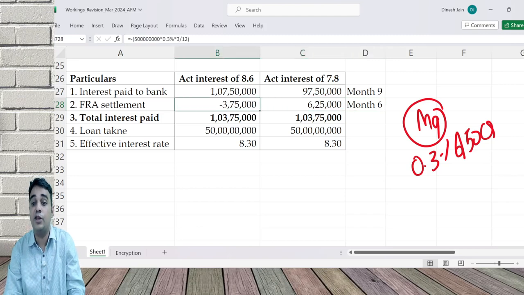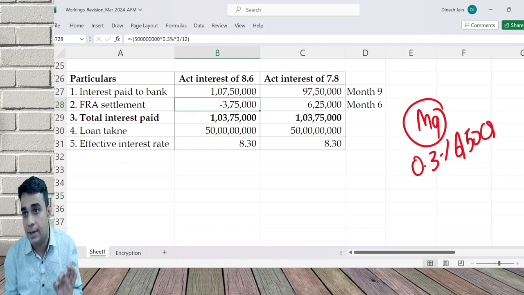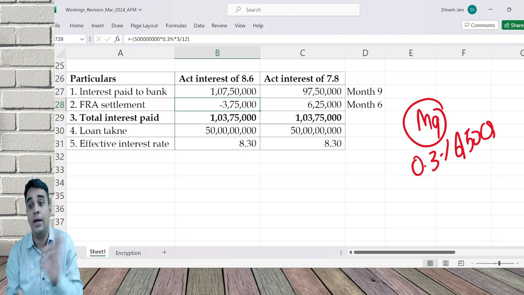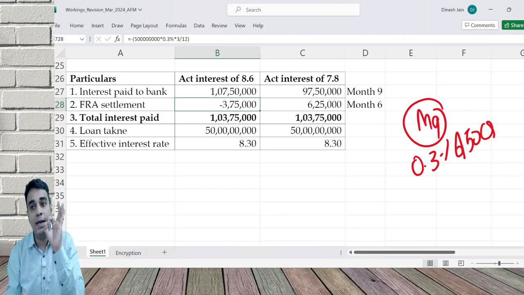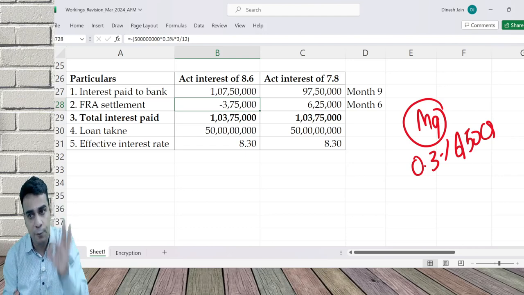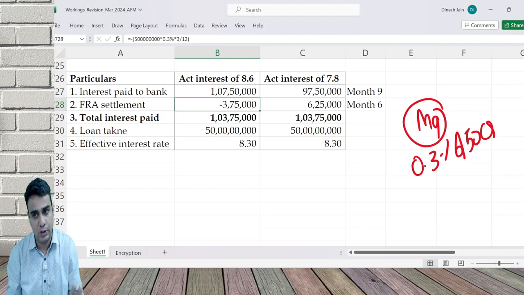So ideally without discounting, I should calculate my effective rate. But settlement will happen only with discounting. No settlement without discounting. Let's be very, very clear. Settlement will happen only with discounting, and you have to do discounting at the actual rate. If you don't do discounting, you will lose marks. Any doubts on this?